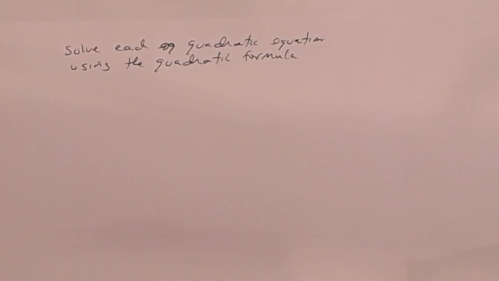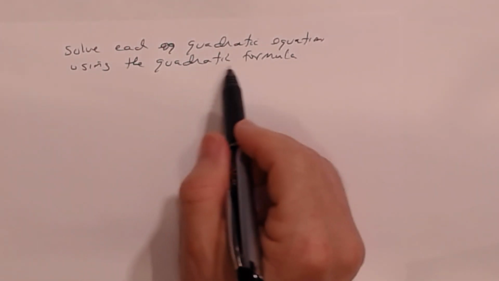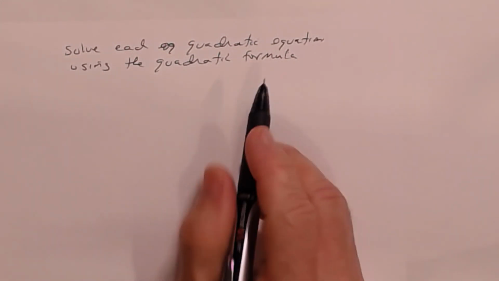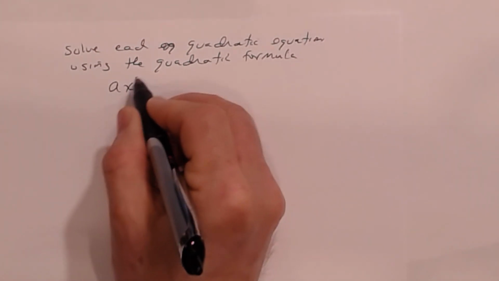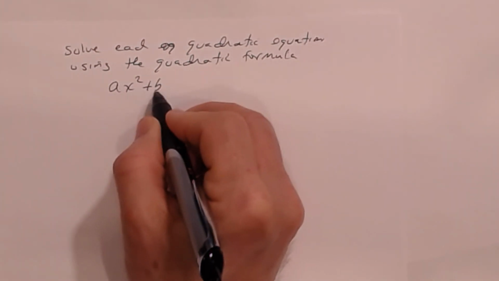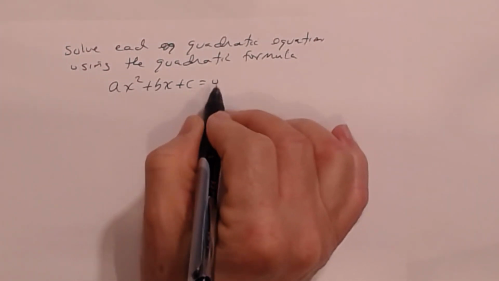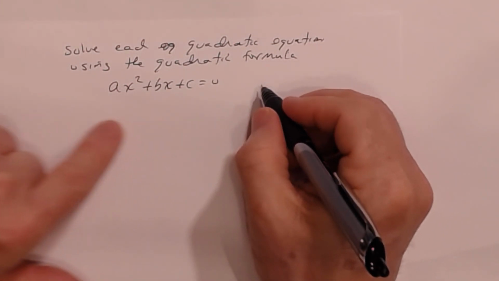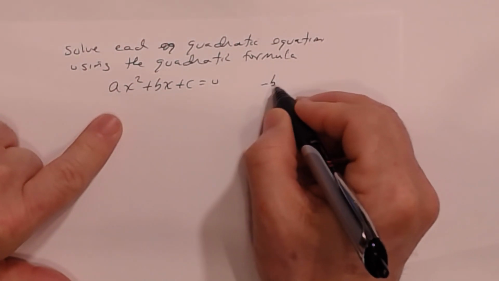All right, so we can look at some problems where we're going to solve a quadratic equation using the quadratic formula. So keep in mind, it's important that you follow the directions. The directions said use the quadratic formula. So whenever you have a quadratic equation that is in standard form, ax squared plus bx plus c equals 0, and it's important in the process that you make sure that you have 0 on this side, then the solutions to any quadratic equation can be found by using the quadratic formula.